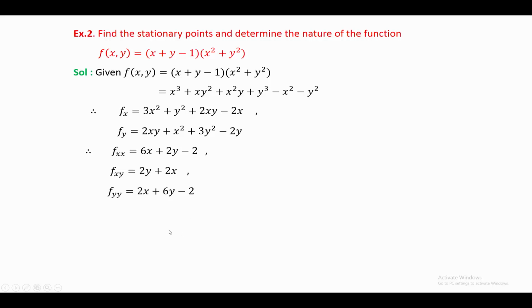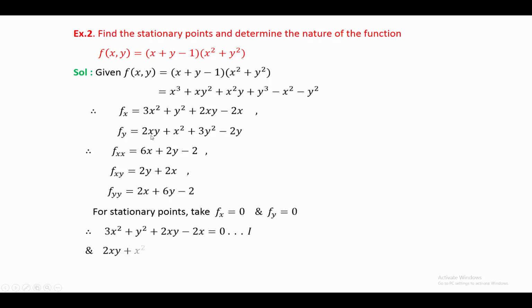Then for stationary point, take fx 0 and fy 0. So we get 3x square plus y square plus 2xy minus 2x equal to 0. Denote this as equation number 1. Take fy 0, so 2xy plus x square plus 3y square minus 2y equal to 0. Denote this as equation number 2.